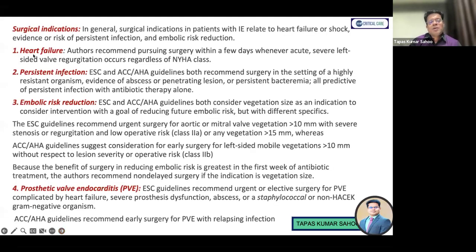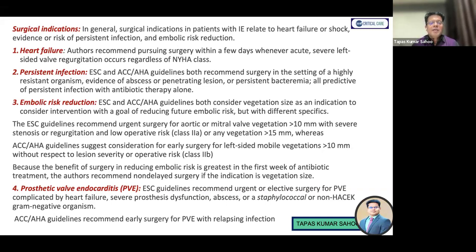Surgical indications, 4 conditions. Remember: heart failure, persistent infection, when you suspect that the patient is at high risk for embolism, and prosthetic valve endocarditis. Heart failure: in this recently published article, the authors recommend pursuing surgery within a few days whenever acute severe left-sided valve regurgitation occurs. You have already told, MR. Regardless of the NYHA class, when you are getting MR and the patient is in failure, the patient definitely needs urgent surgery.